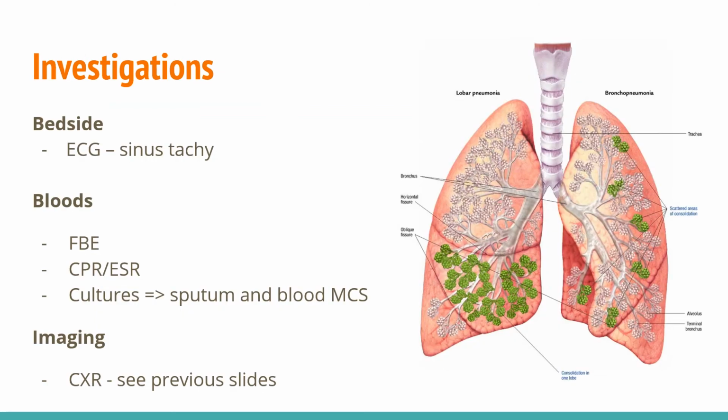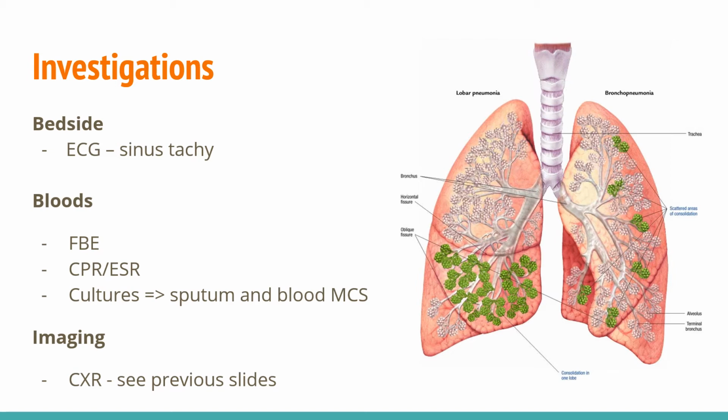Okay, so investigations. We're breaking it down into our usual bedside, bloods, and imaging. So bedside, because people can present with a pleuritic chest pain, you want to do an ECG. You want to do an ECG just for completeness, and you'll be seeing a sinus tachycardia. You wouldn't be seeing any other heart stuff because it's the lungs, not the heart. In terms of bloods, you're wanting to be looking at the FBE. You would be seeing an increase in white cells. That's pretty much it. CRP, sorry, and ESR.